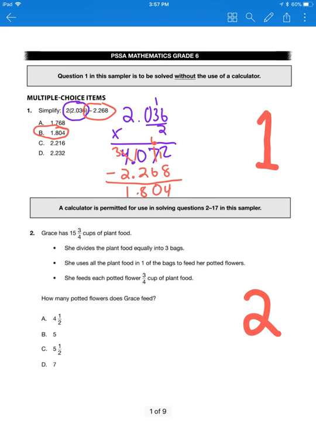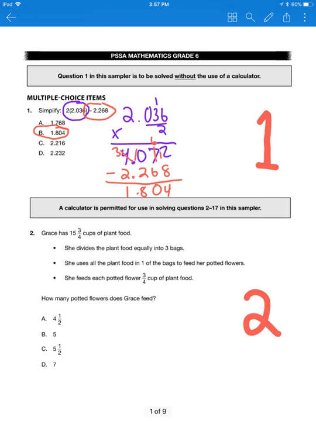All right, for number 2, it is no calculator. And this one, I will tell you, is a challenging problem. So as I go over this one it's going to take a little bit of thinking. So here's what it says. It says, Grace has 15 3/4 cups of plant food. She divides the plant food equally into 3 bags. All right, there's a lot going on there. That's too much for my brain to handle.